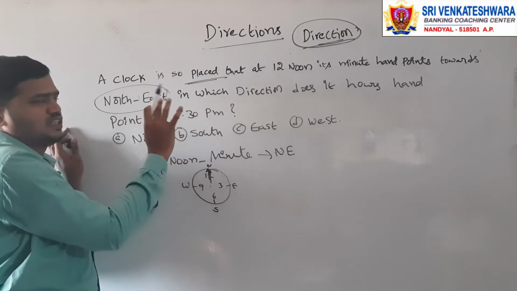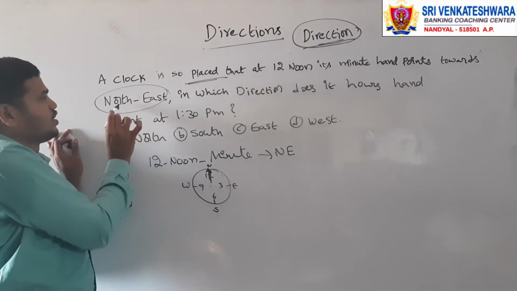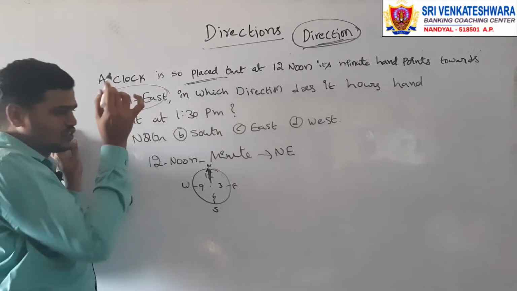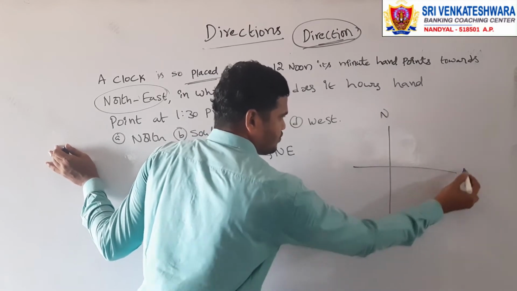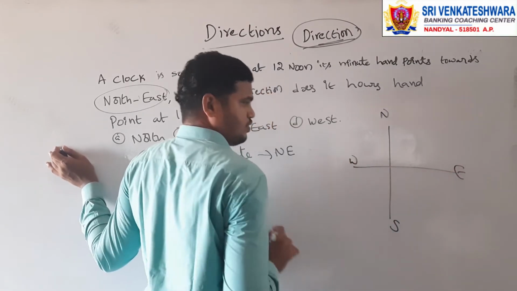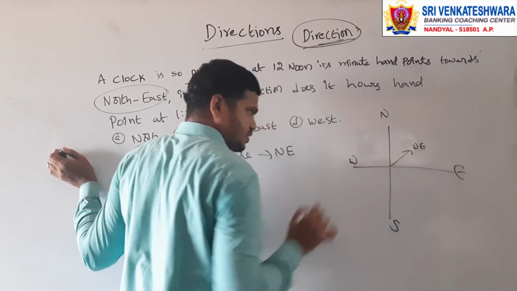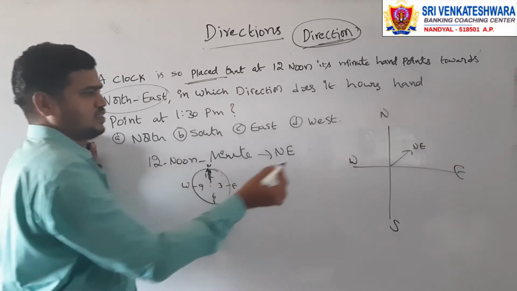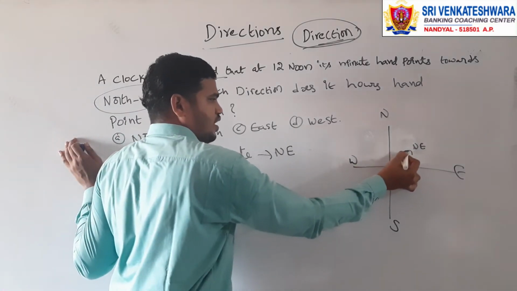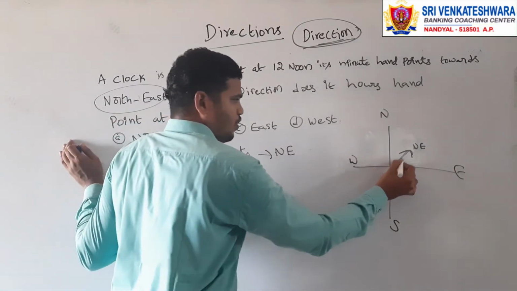But in the question they placed the clock differently. So in which direction did they place the clock? Northeast. Now see here, this is the direction we have. This is the northeast. Now 12 o'clock, this is the position of your clock, northeast. So 12 o'clock is here.